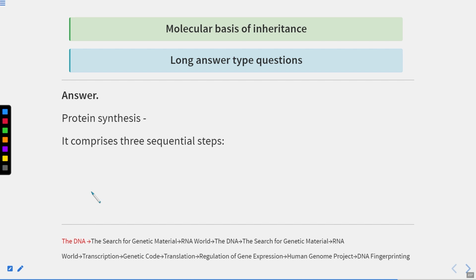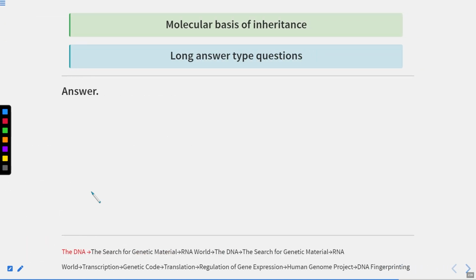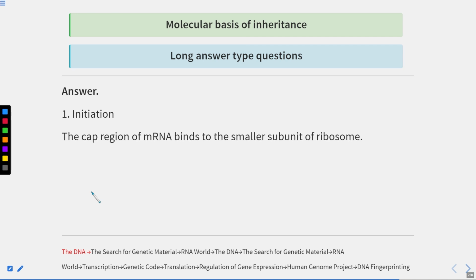Now, third step I've already told you was the protein synthesis. Now the actual protein synthesis takes place. So this was pre-protein synthesis, activation of amino acid. Now these are the actual steps involved in protein synthesis. It comprises three sequential steps. First is initiation, second is elongation, and third is termination. Okay, now first let's talk about the initiation step.